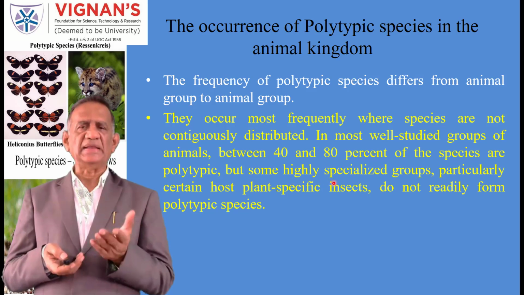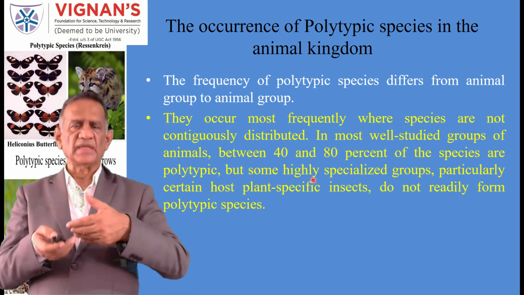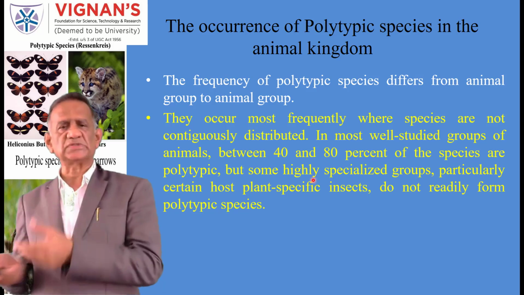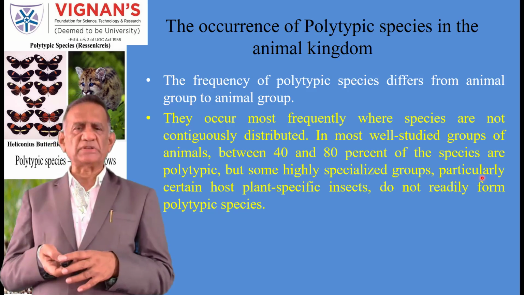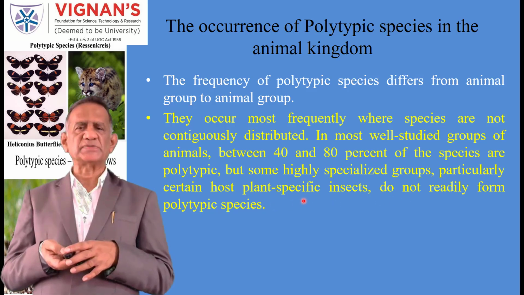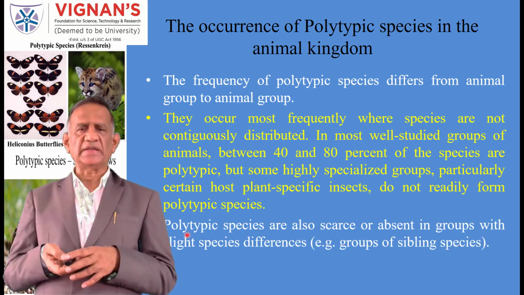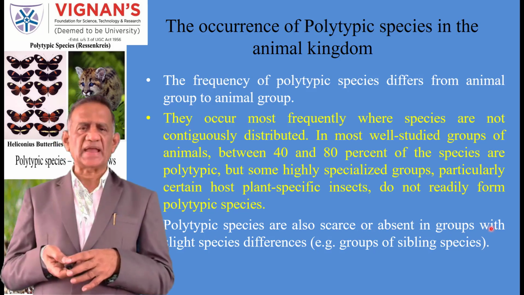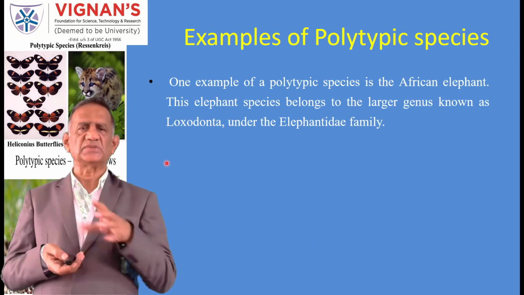But, that's what we are telling, all these subspecies are together for interaction. That interaction makes the environment, the ecosystem, sustainable. But some highly specialized groups, particularly certain host plant-specific interactions, do not readily form polytypic species. Polytypic species are also scarce or absent in groups with slight species differences, that is, within sibling species.